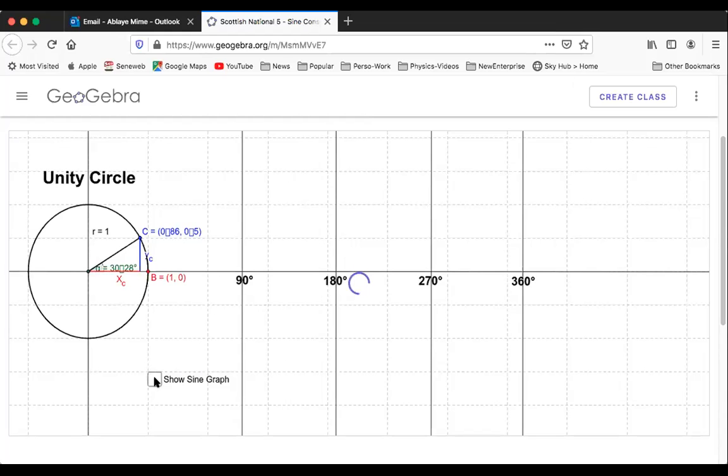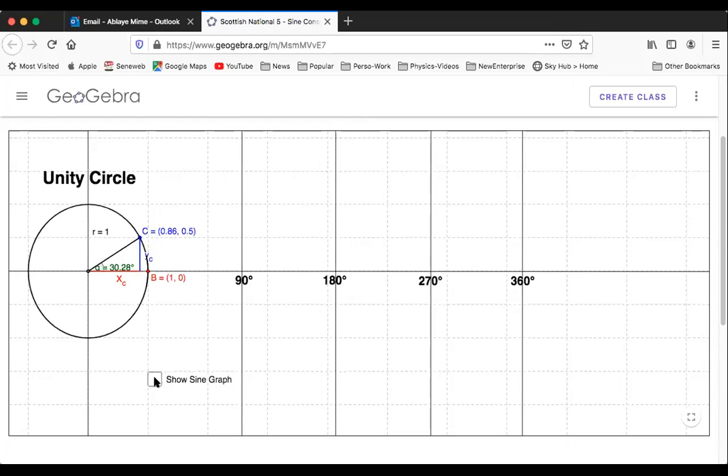So if I click on this, show line graph, and I start moving my points on the circle, you would see something happening with the sine graph, right? So you can see the sine graph being built. So I've moved the angle down to 0. And when I move to 0, I've got my sine here equal to 0.